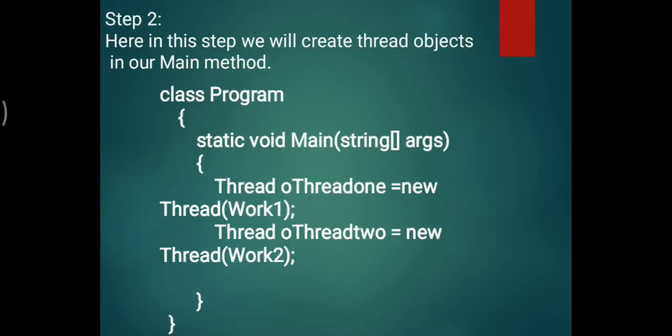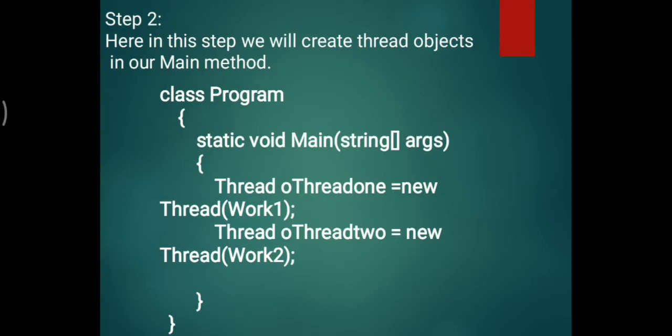Next, we will create thread objects in our main method. First, in this slide, we have imported the threading namespace. After importing this, we create thread objects in the main method. What functions are to be executed is determined by creating the thread object. So let's take class Program. Program is the class name, and there is the static void Main function.